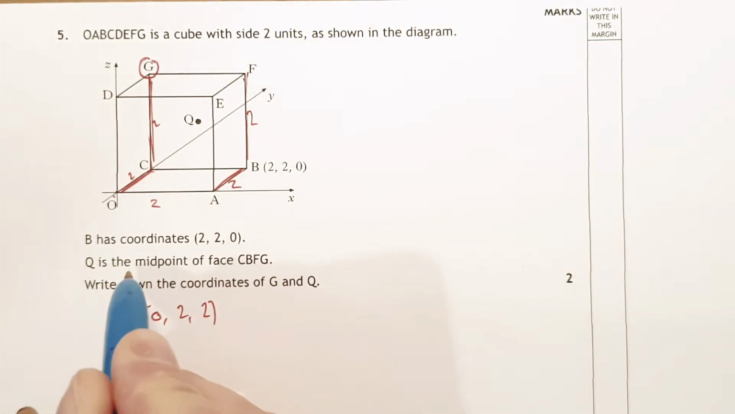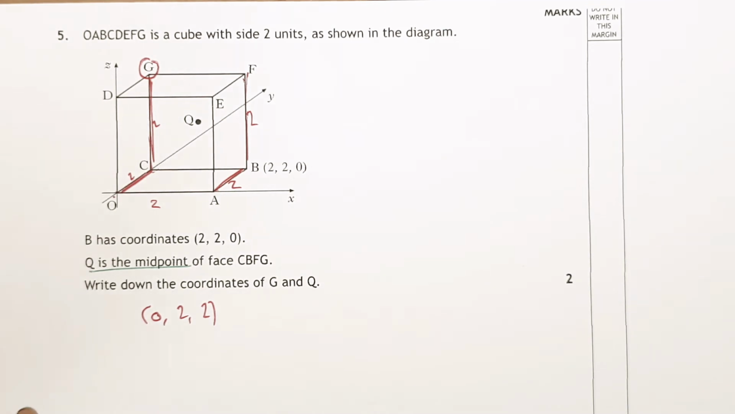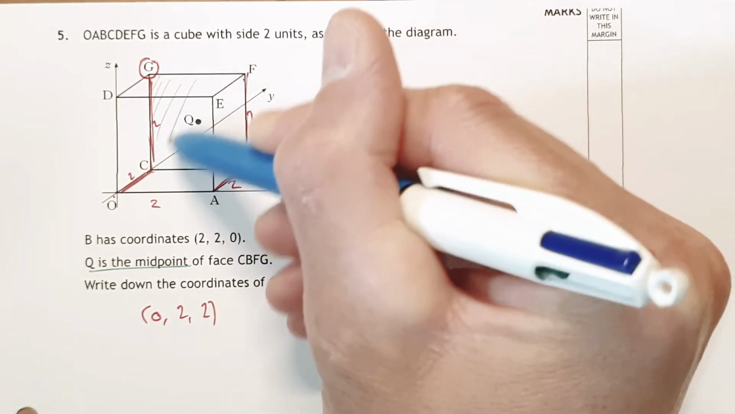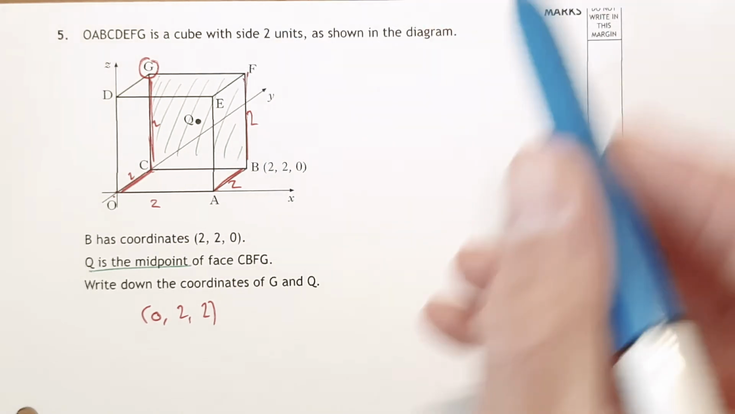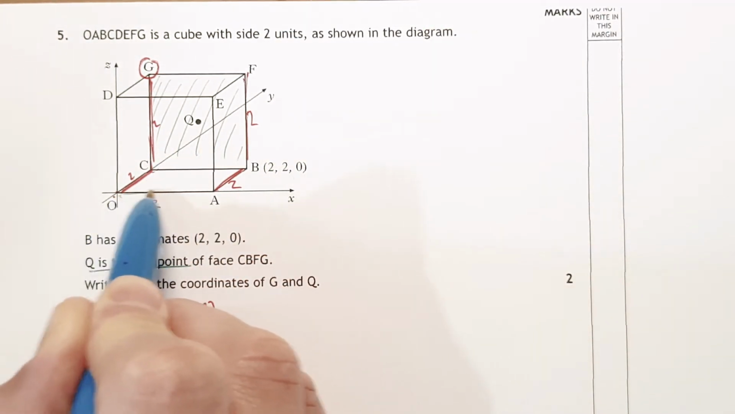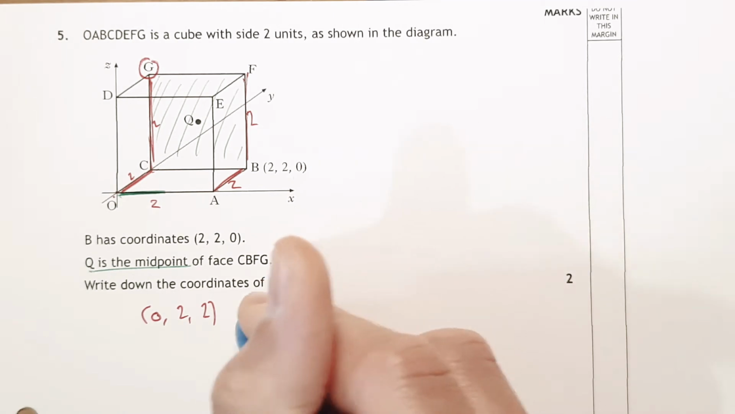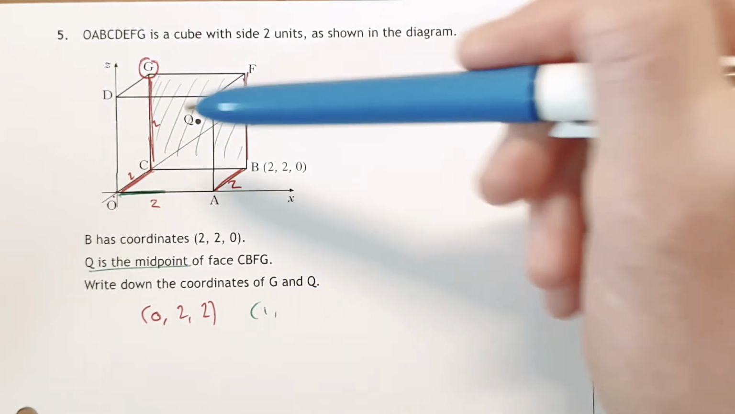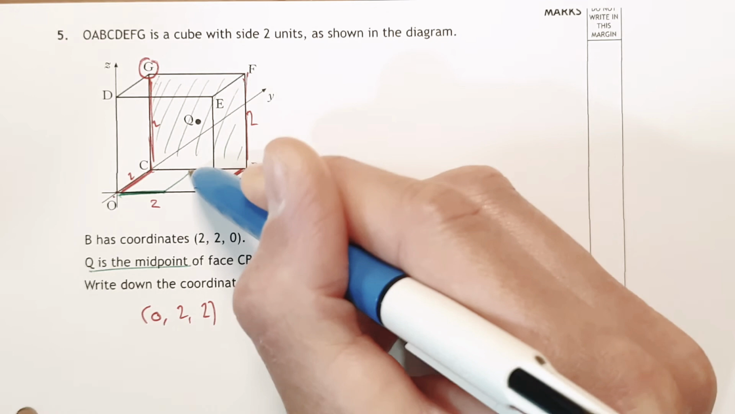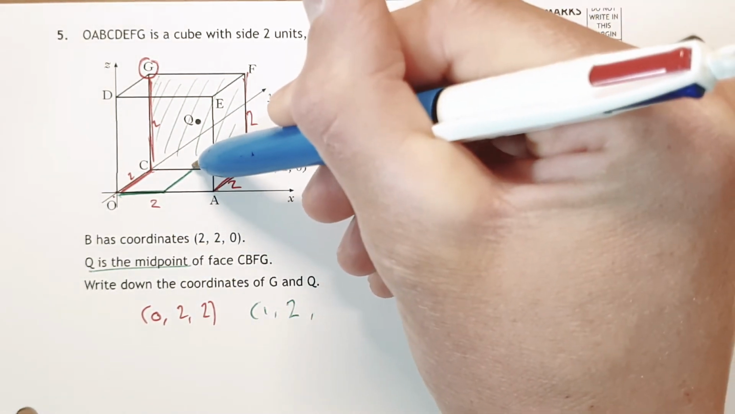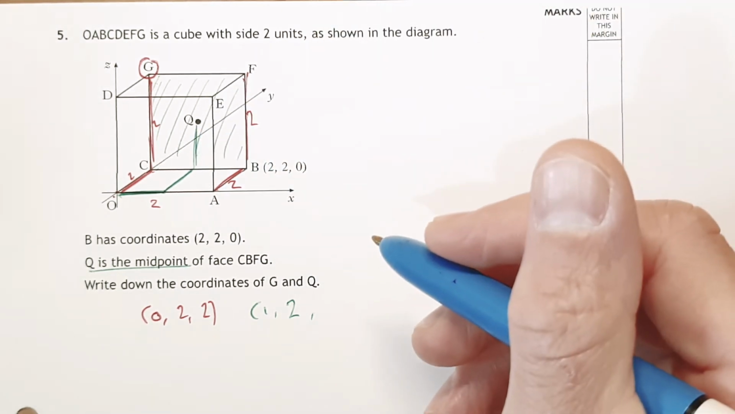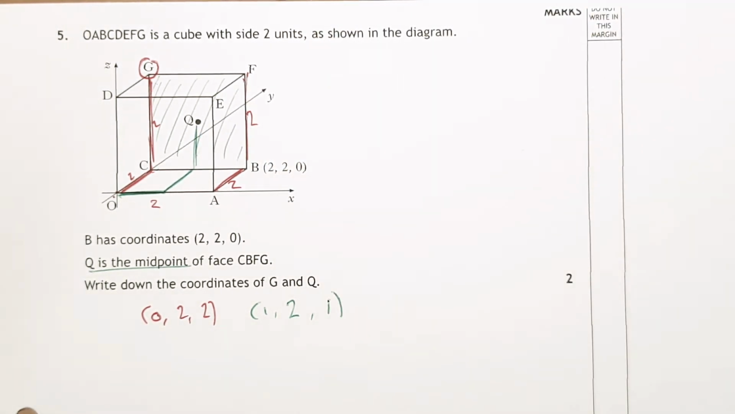Now for the second coordinate, for coordinate Q, it's not one of the vertices. It tells us, though, Q is the midpoint of the face CBFG. So CBFG is this face at the back here. So if it's the midpoint, it's going to be halfway along in each direction. So in the x direction, we're only going halfway along this side, so it's going to be 1. Now it's on the back face there, so we have gone all the way to the back, so that's going 2 in the y direction. And then we're only going halfway up in the z direction, so it's half of 2, which is just 1. So it's 1, 2, 1 for that coordinate.